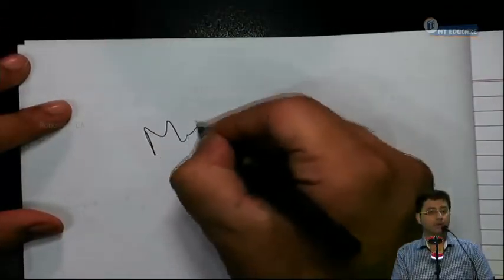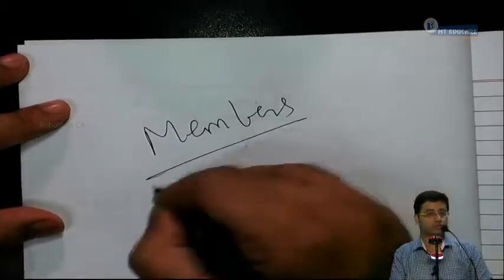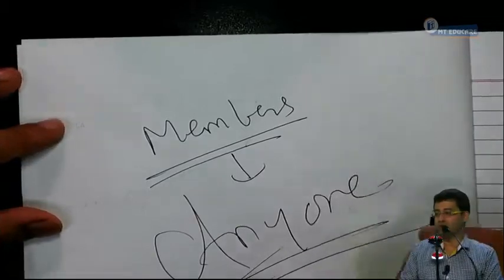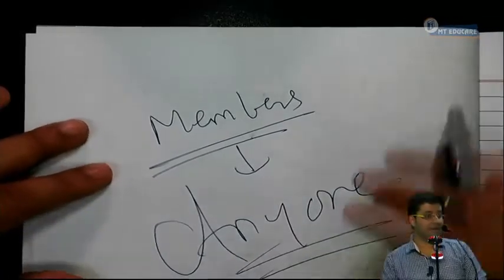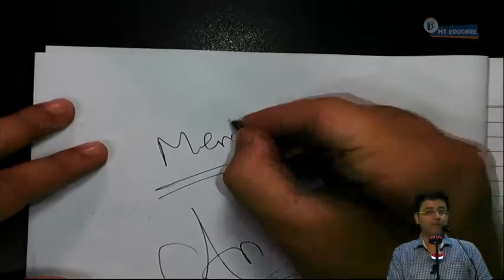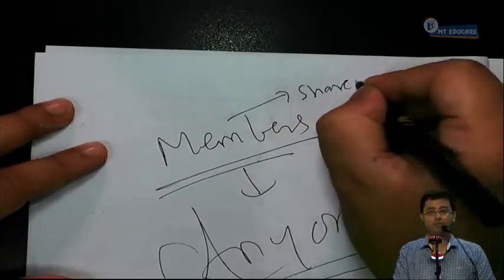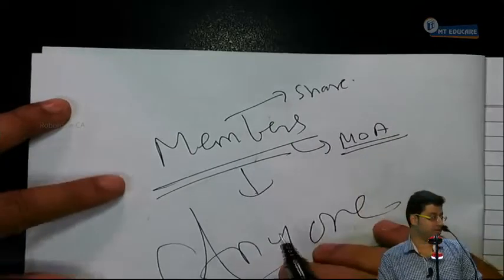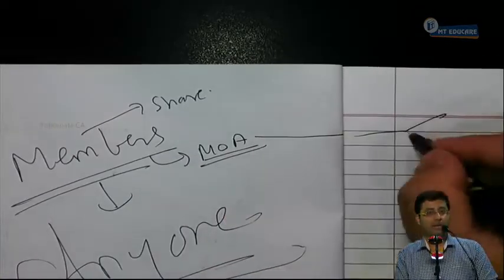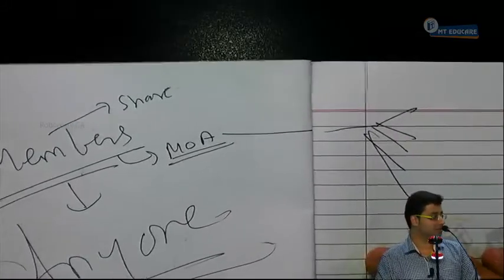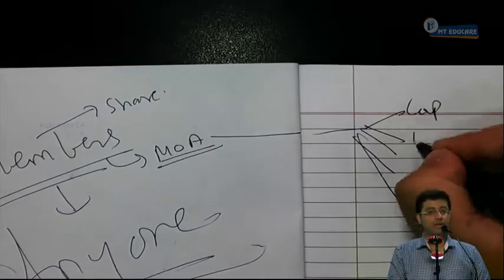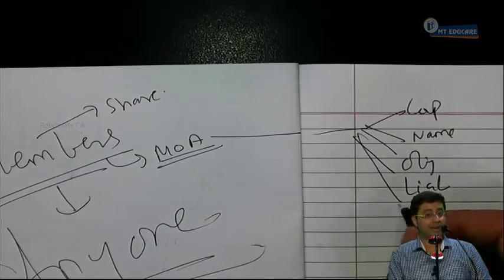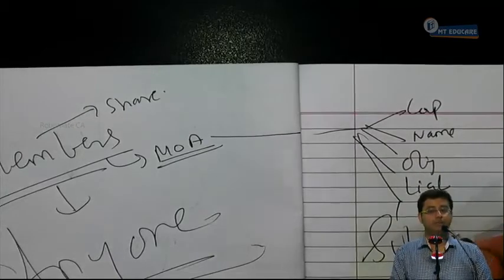Sir, who can be the member of a company? Can you give some examples? Who are the members of the company? Anyone can be a member of a company. That is a definition. Anyone. Sir, example, if a person is having shares, by default he's a member. If a person's name is written in the company's memorandum of association, do you know that in the MOA there are many clauses? There is a capital clause, there is a name clause, there's an object clause, there's a liability clause, and there's one more clause which is called the subscription clause.